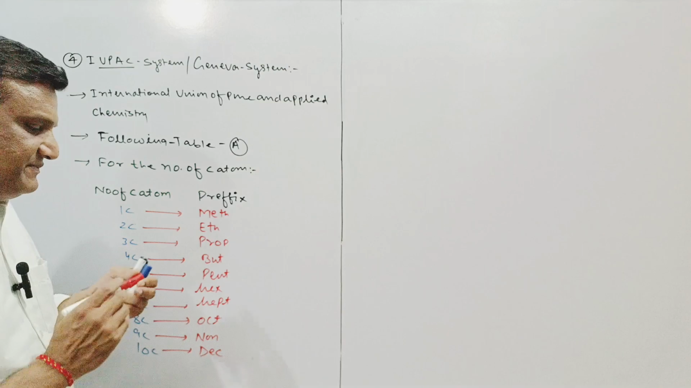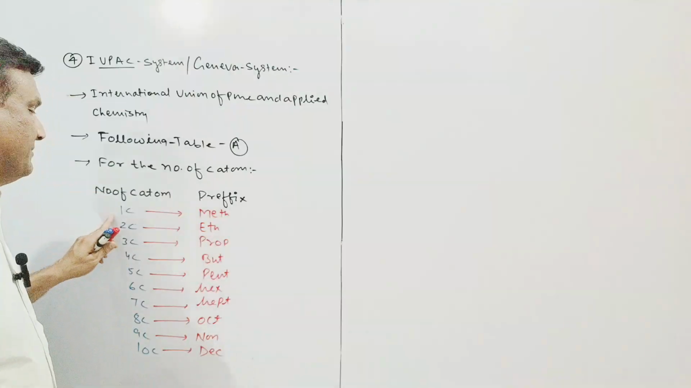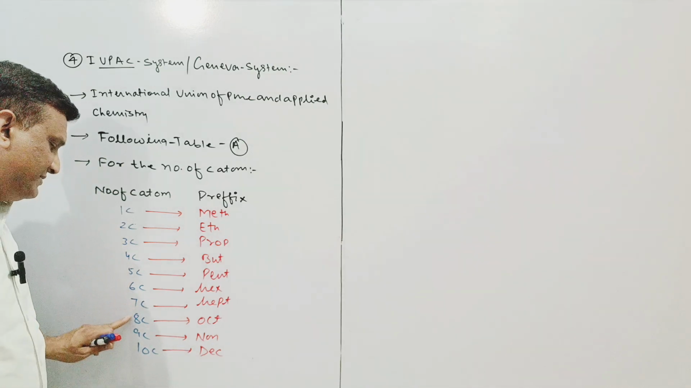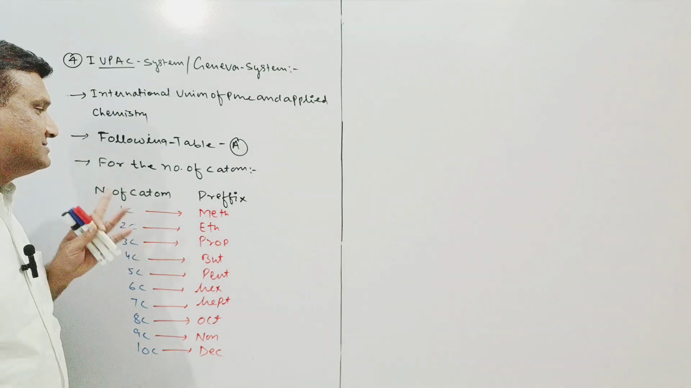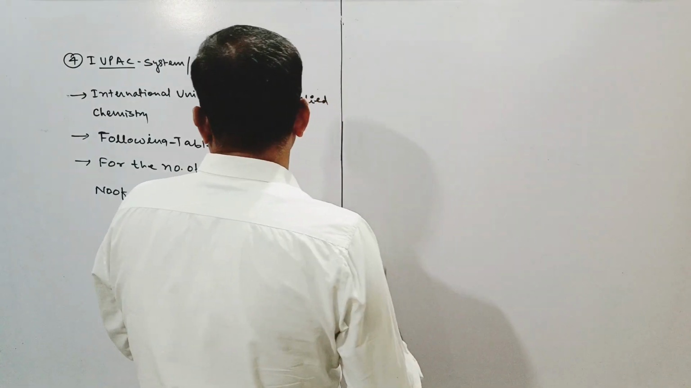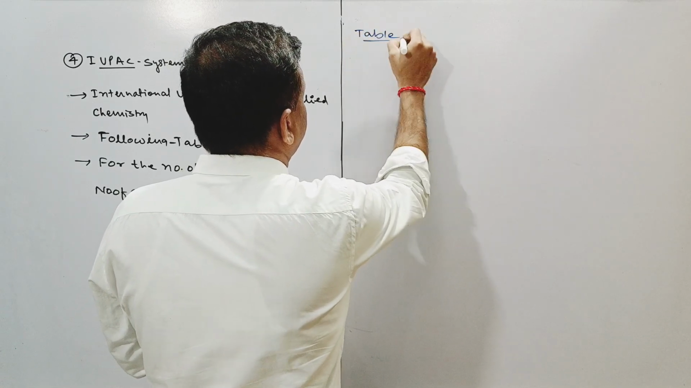So it is called as meth, eth, prop, but, pent, hex, hept, oct, non, dec. This is the table number A. If we'll go with the table number B, this is the table B.